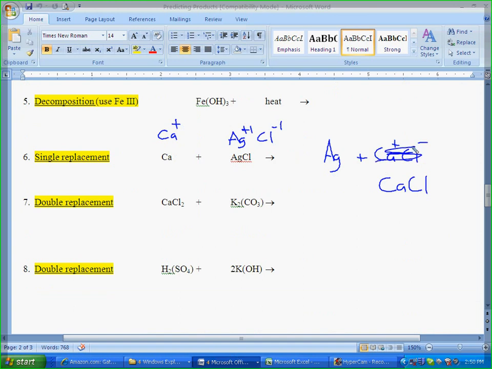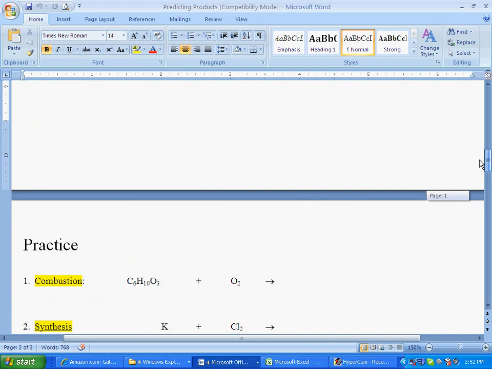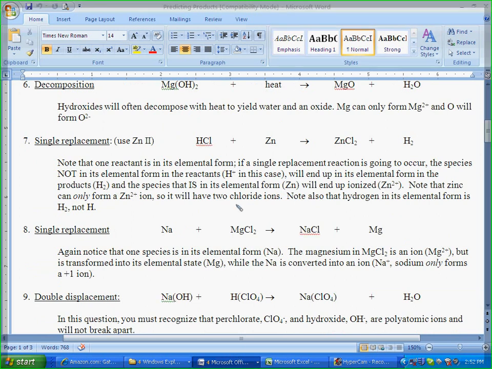All right, so let me close out of that, and we'll look at another single replacement reaction. Here's a single replacement reaction with Na and MgCl. I'm looking at number 8. If we look at this one, real quickly, right away, I can see that this guy is going to switch with this guy. You see how I did that? Yeah. Right here, I know that this guy is going to switch with this guy.